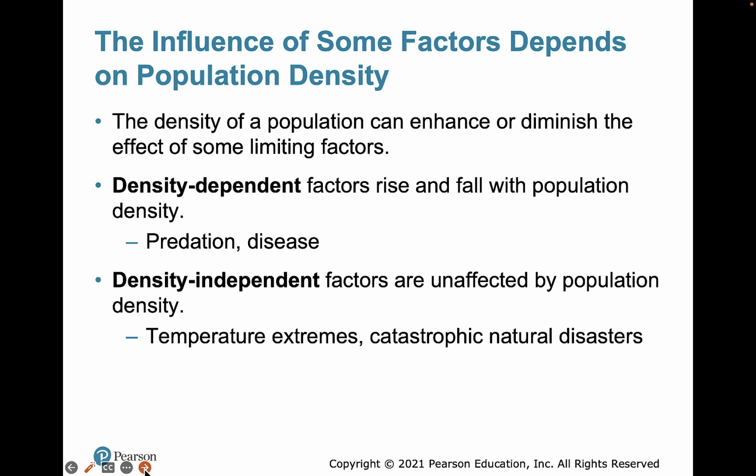Density-independent limiting factors are limiting factors that exist regardless of the density of the population. So a tsunami comes through, a hurricane comes through. It doesn't matter the density of that population. If one of those natural disasters comes through, it's going to wipe out a portion of the population, no matter how dense or non-dense it is. All right, so that's the difference between those.